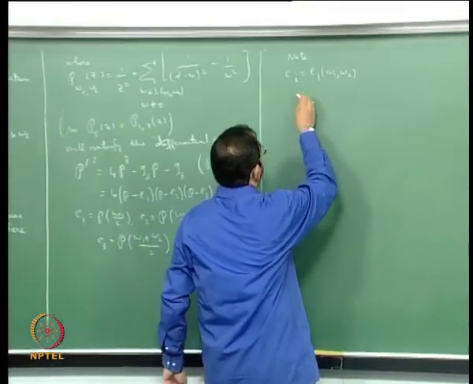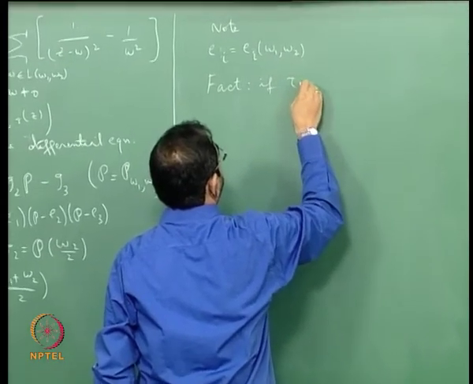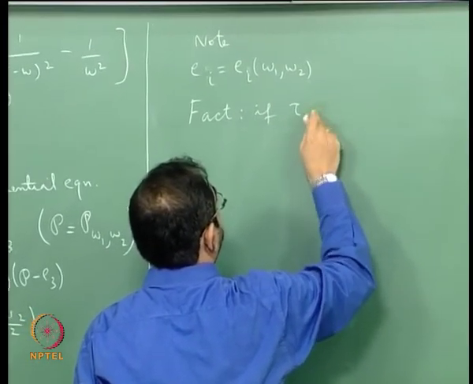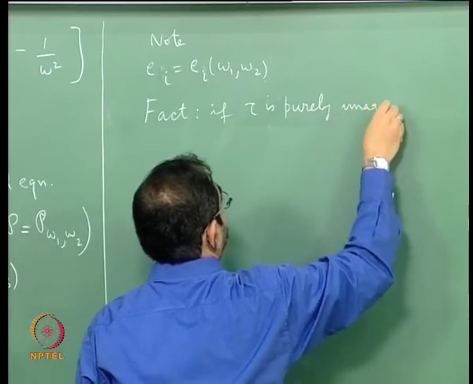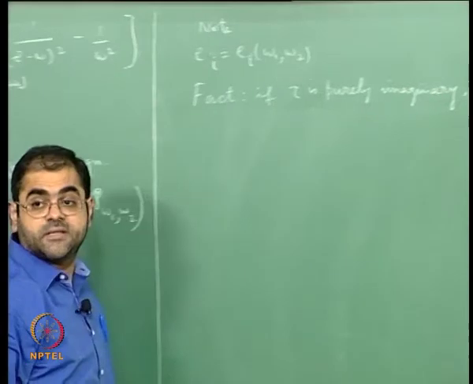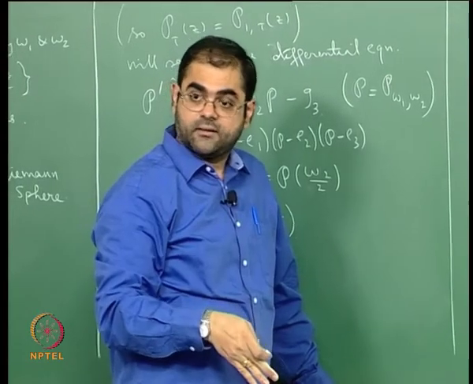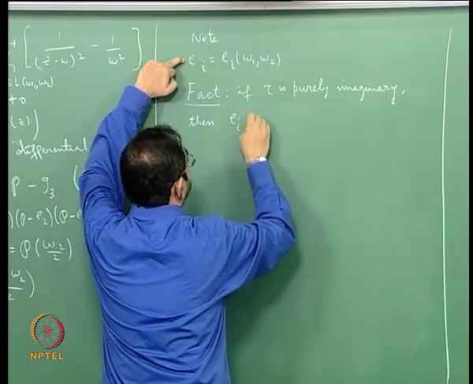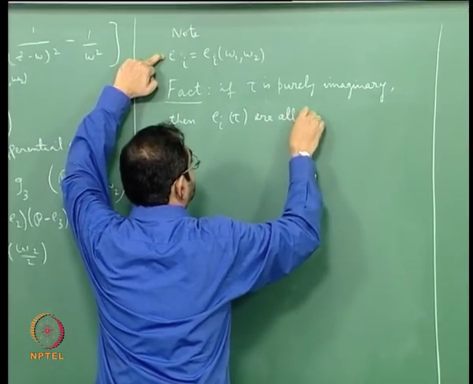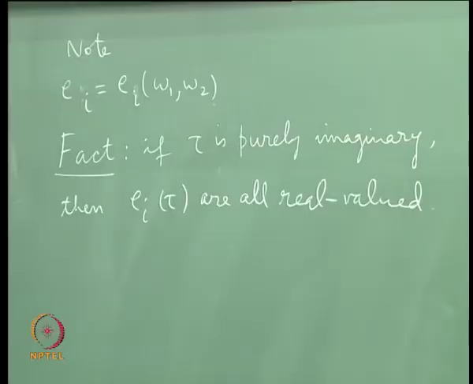Now see, the fact is, if tau is purely imaginary, that means either tau is in the upper half plane and on the imaginary axis, or it is in the lower half plane and on the imaginary axis, then the ei of tau are all real valued. And what is the proof for that?